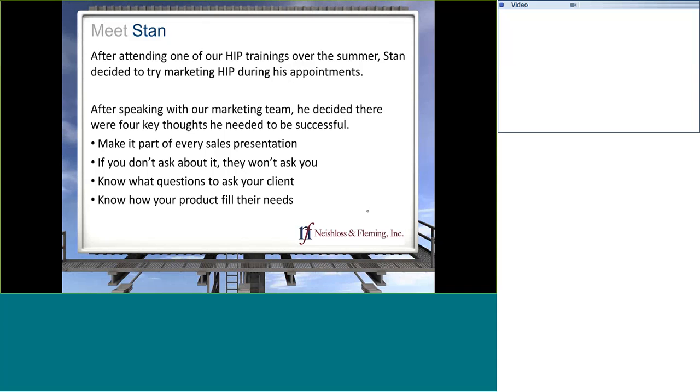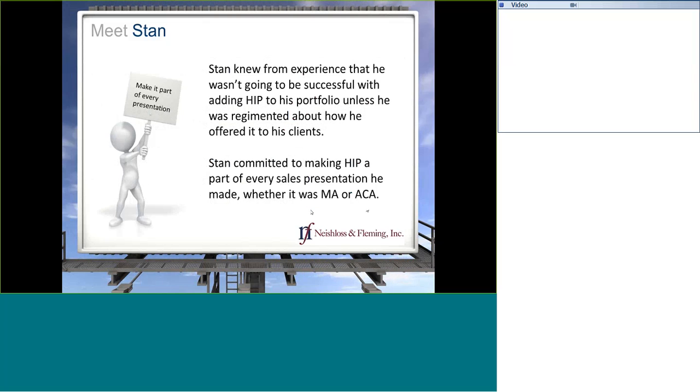And after talking with our marketing team and really working with them on understanding how to sell the product, what were some key priorities, he came up with his 4 key thoughts in terms of being successful with these products. And those were, first of all, making it a part of every one of his sales presentations, determining if you don't ask about it, they won't ask you, know what questions to ask your client, and lastly, know how your product fills their needs. Let's talk about each one of those.